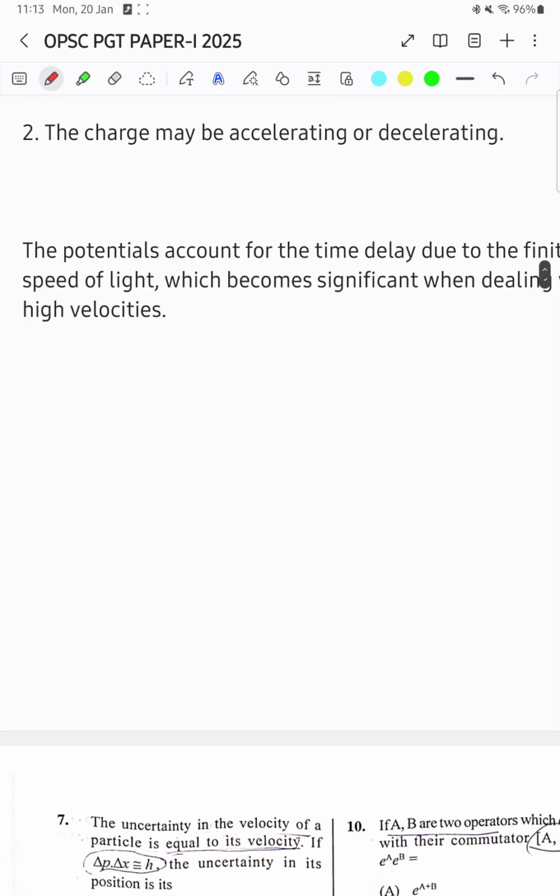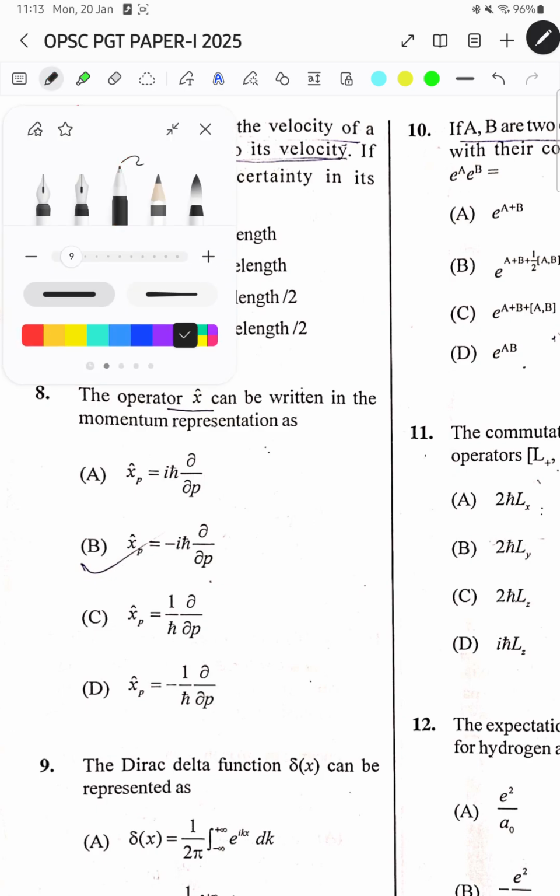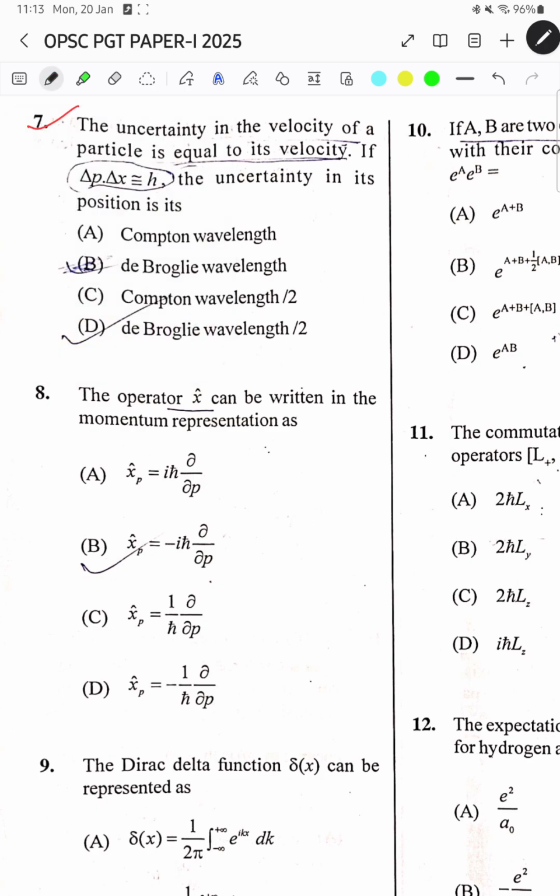I think you all are enjoying this. Okay, so yes, it is a very important question. Yes, you have to be a little conscious here. Simple question, but you have to be a little careful while solving this.